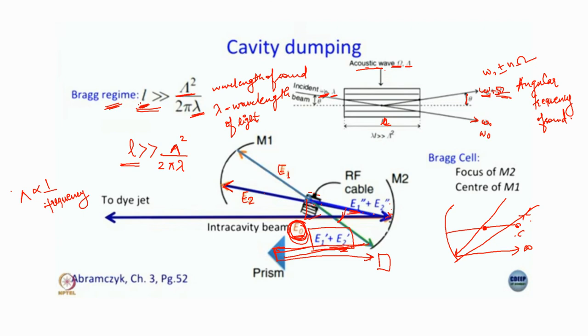Now the whole criterion is, what happens to this E1 prime and E2 prime? This E1 prime, E1 double prime and E2 double prime again get circulated within this whole circuit, and this is how we have no loss of intensity. So this is the main advantage of using cavity dumping: no loss of the intensity of the light.